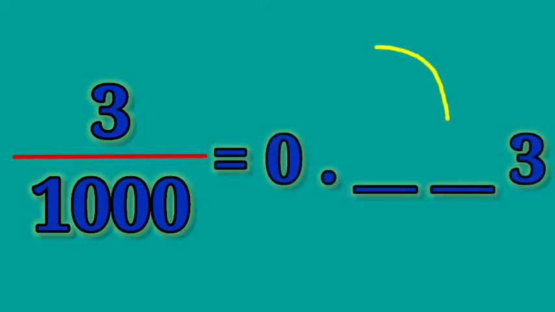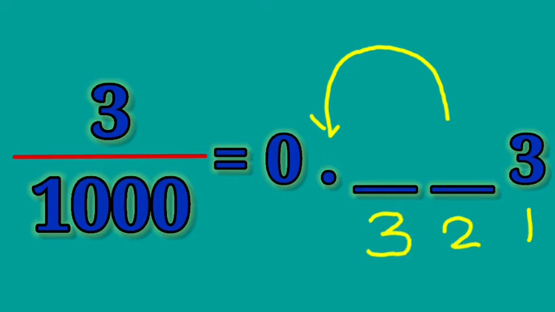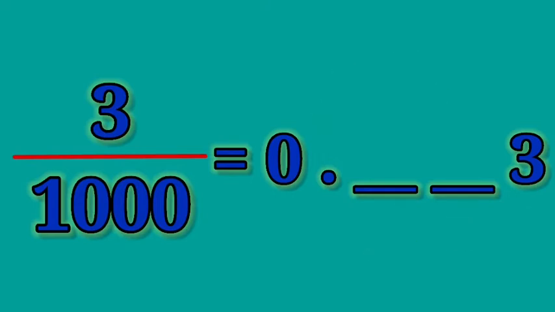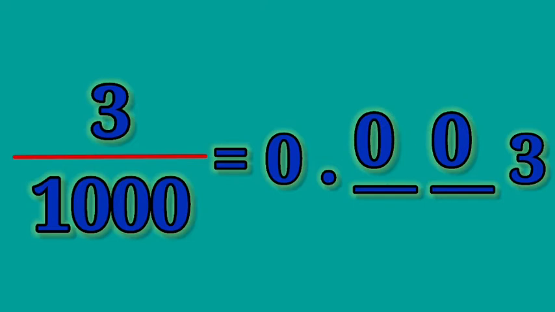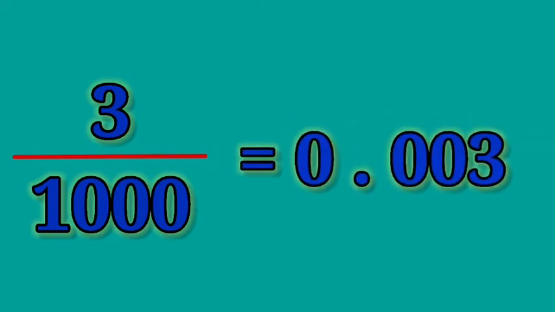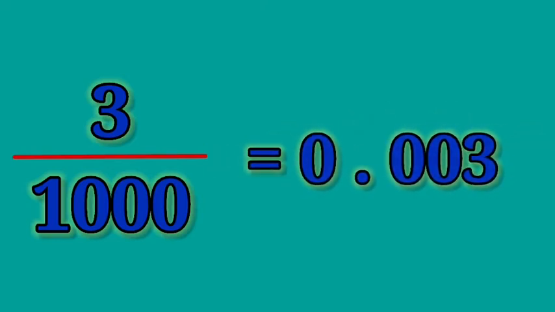Here are some more practices. As we learnt earlier, when we divide by 1000, the decimal point should come before 3 digits. Here, in this case of dividing 3 by 1000, we have no sufficient digits to keep the decimal point before 3 digits. To fill that empty space, we should add zeros as many as it requires. So the answer is 0.003.